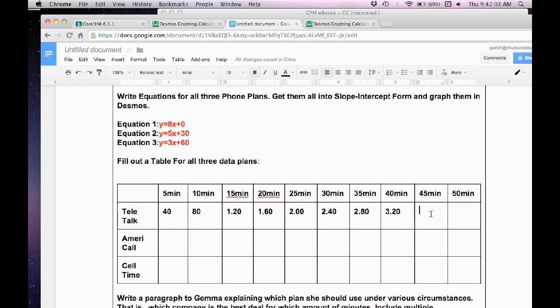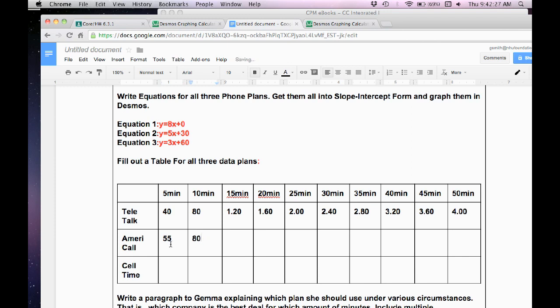Just adding the 40 every time. We get up to $4 here. Okay, Americol. Americol is 5x plus 30. So at 5 minutes, we got 30 plus 5 times 5, that's 55 cents. And then at 10 minutes, we got 30 plus 5 times 10, that's 80.